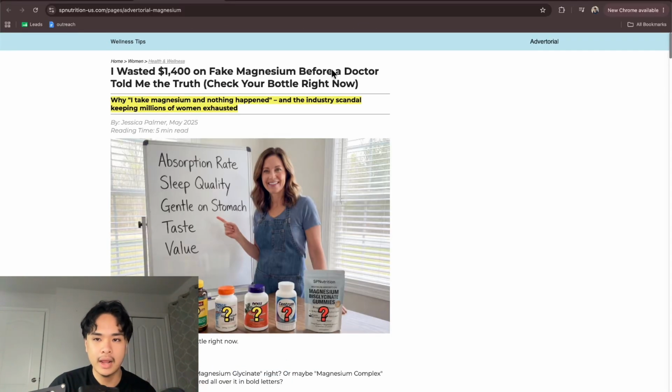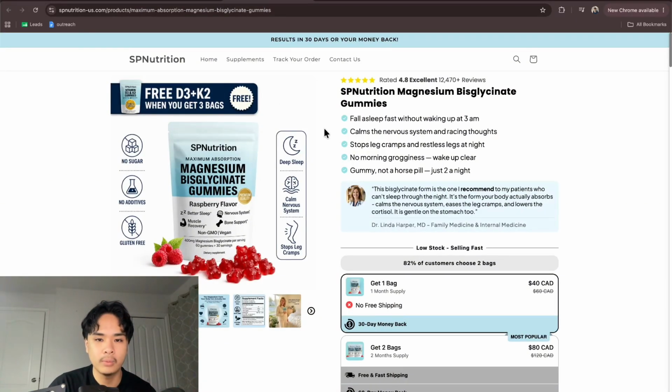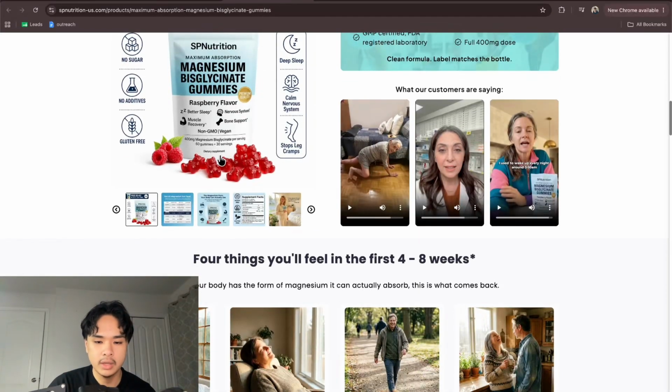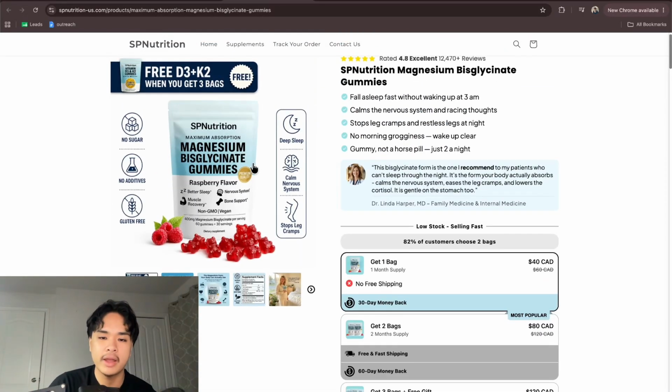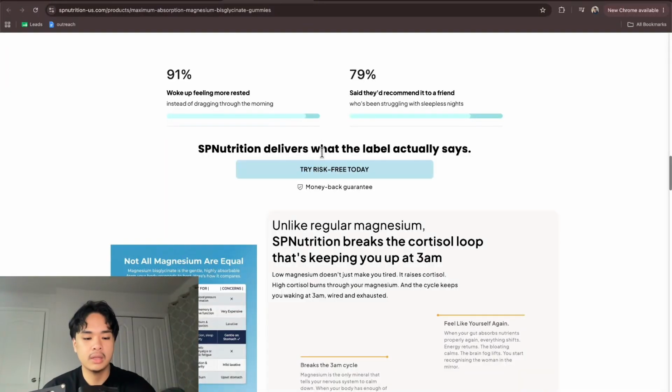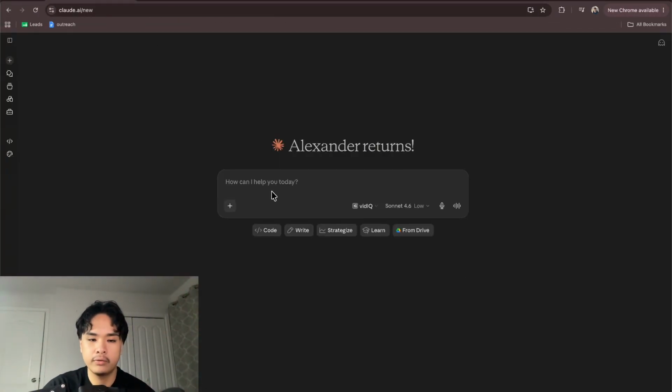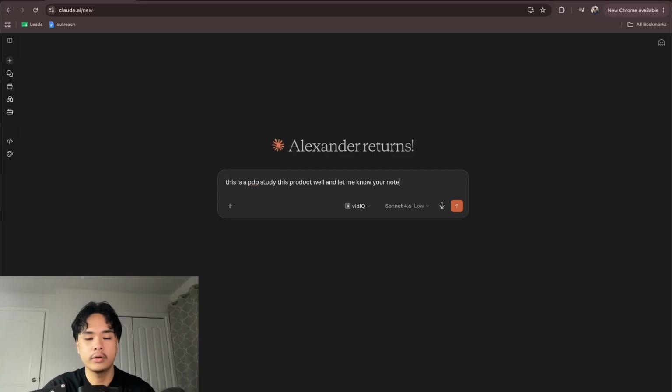So this is one that I found right here, and they're selling these magnesium supplements, okay? And they're running this to this product page. And we're just going to write for this product. Okay, I'm not affiliated with this. I never worked with this brand. First things first that I do is I like to copy the actual product page itself just to get information about the product. And we're going to feed it. So this is a product page. Study this product well and let me know your notes.